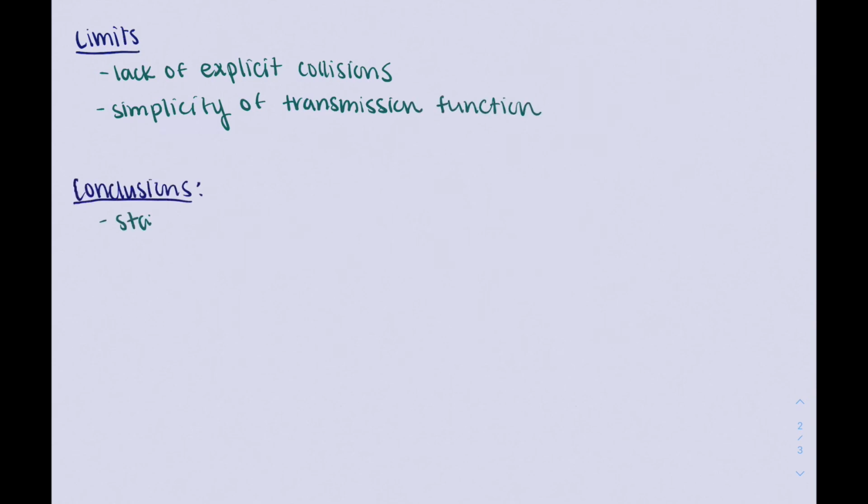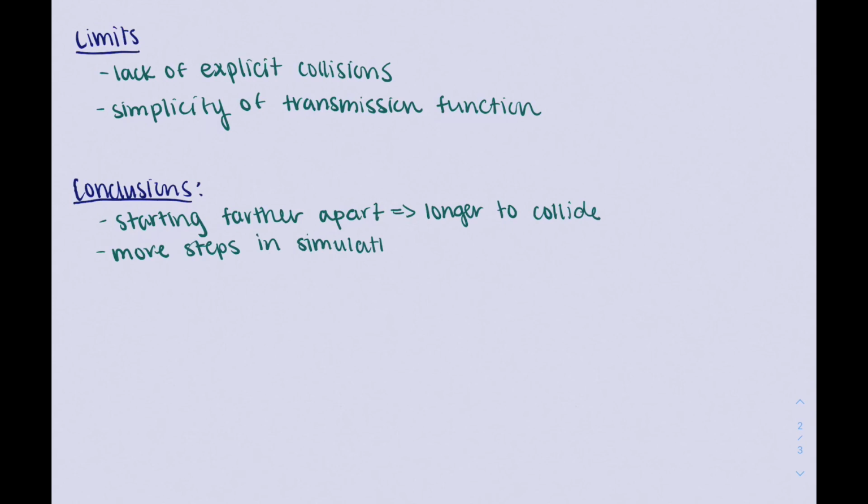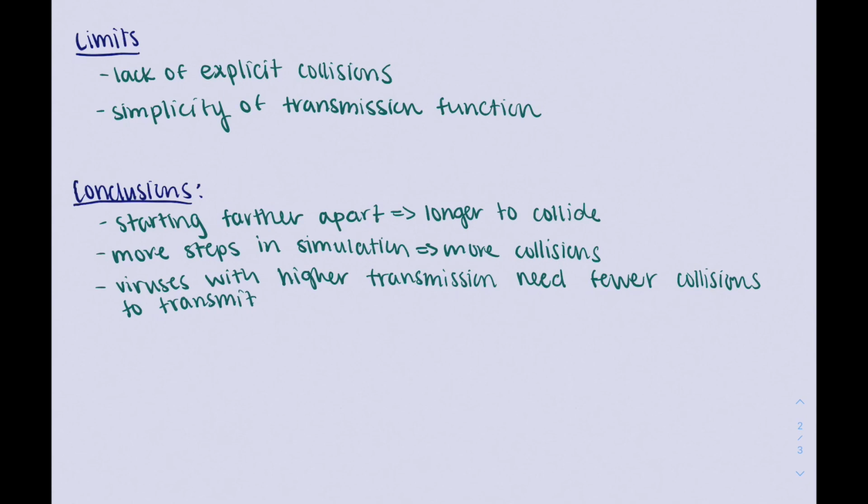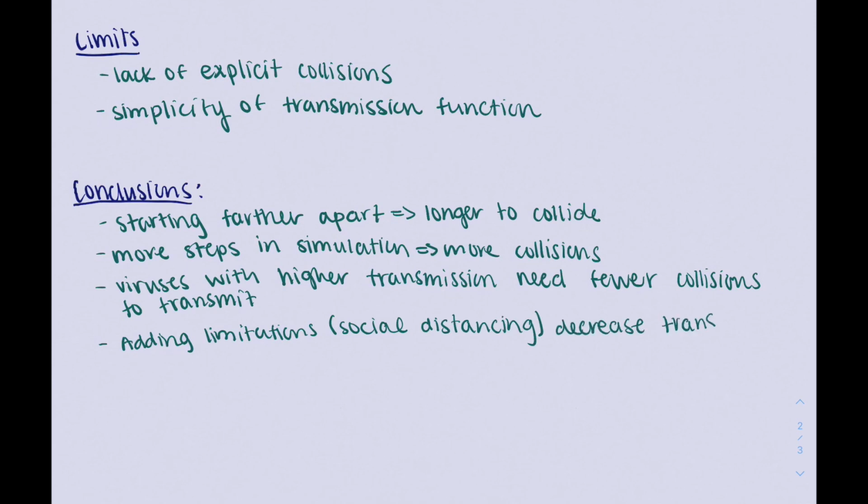This project shows that points that start farther apart take longer to collide, and a larger domain results in fewer collisions. We can also see that, as expected, more steps lead to more collisions. Finally, our simple transmission model shows that viruses with higher transmission probabilities need fewer collisions and fewer steps to transmit. Adding limitations on transmission, like decreased contact, further decreases transmission, often quite severely.